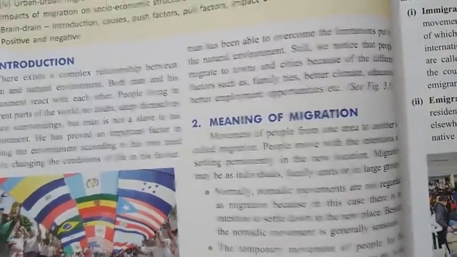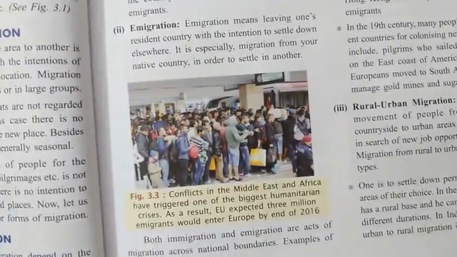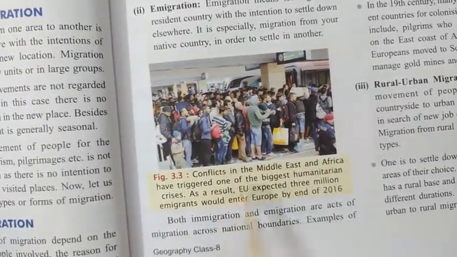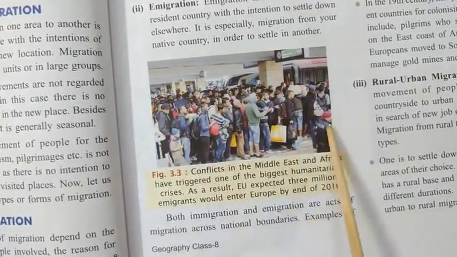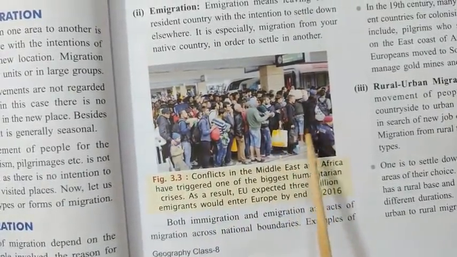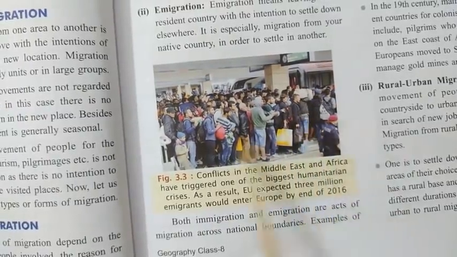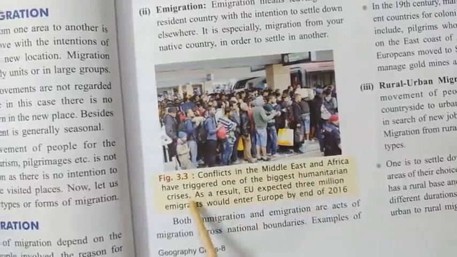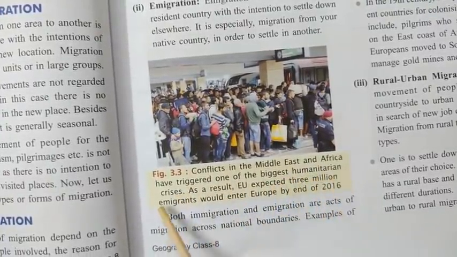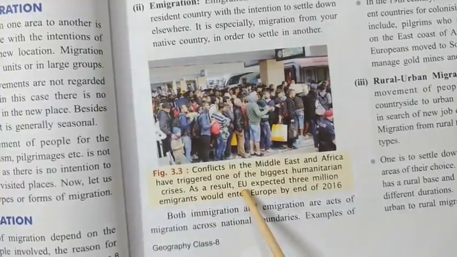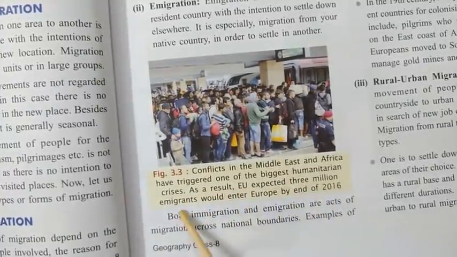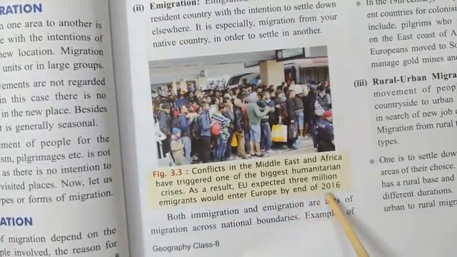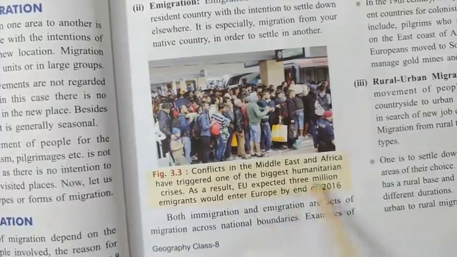Let me show you one figure here. This example is shown in figure 3.3. This is the old figure. Here you can see a large group of people standing, wanting to get a train or bus to migrate to another country. It is written: the conflicts in the Middle East and Africa have triggered one of the biggest humanitarian crises. As a result, the EU, the European Union, expected 3 million immigrants to enter Europe by the end of 2016. So it already happened.